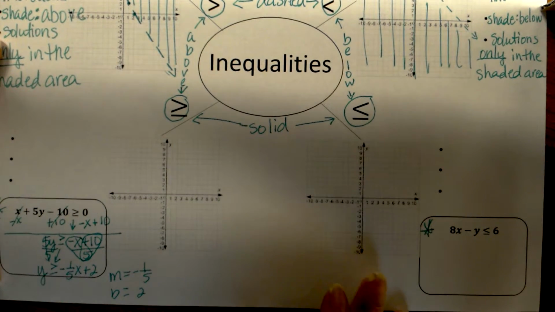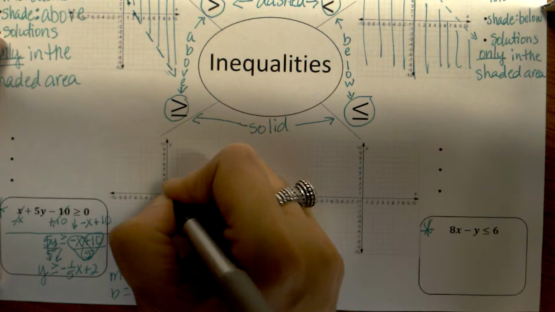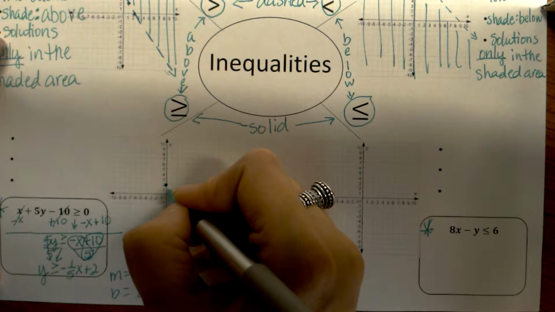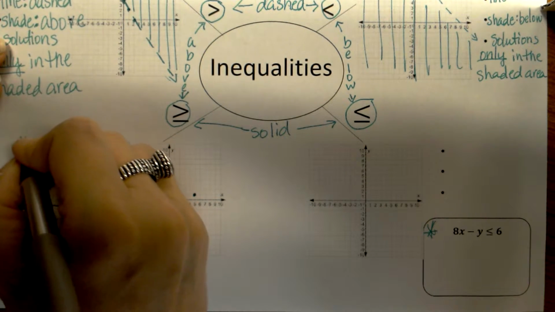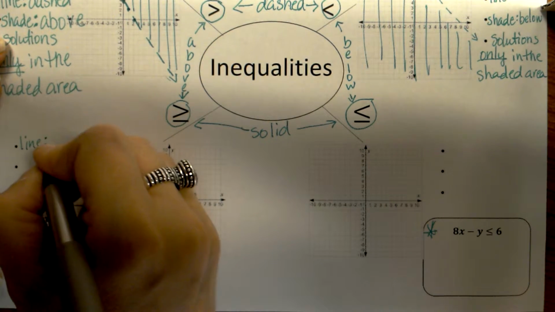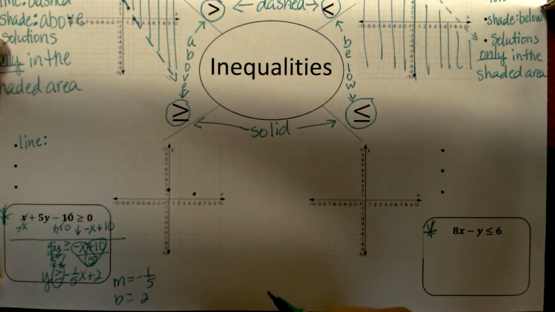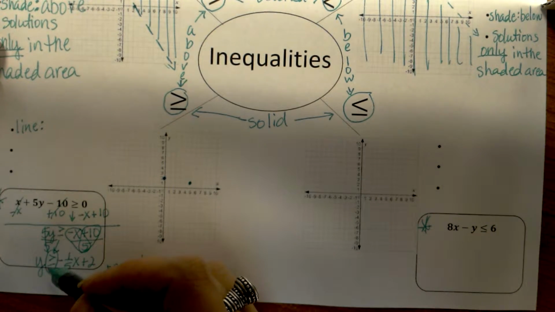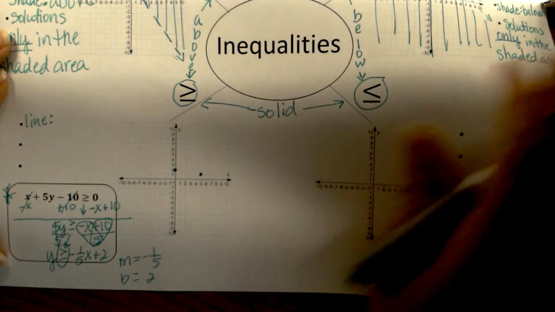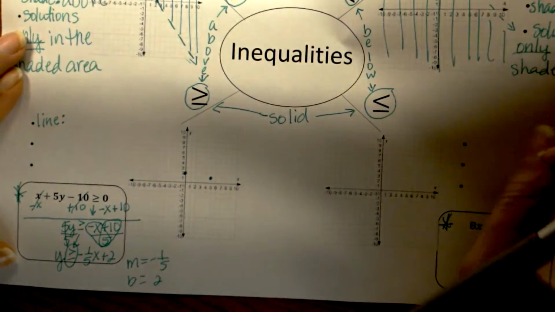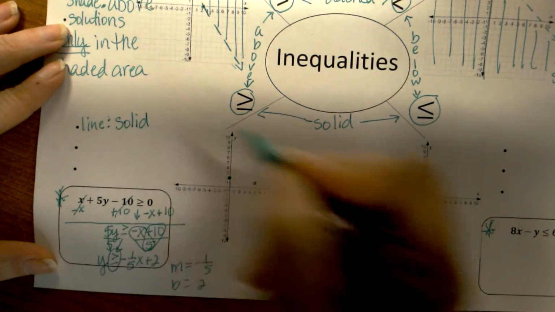Okay, hopefully you got those values. So I start with positive 2 as my y-intercept, and I'm going to go down 1 and right 5. Now, what kind of line am I going to have? So remember, I only look at one thing for that, and that is my inequality sign. My inequality sign is greater than or equal to, right? Greater than or equal to. So if it is equal to, it means it includes what is on the line. So I'm going to have a solid line.